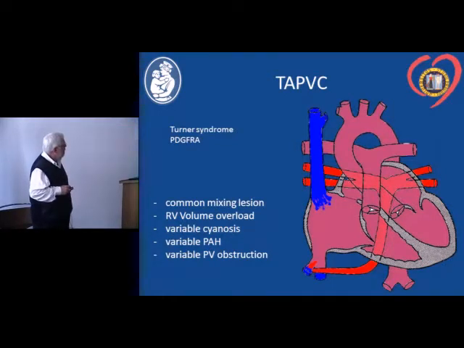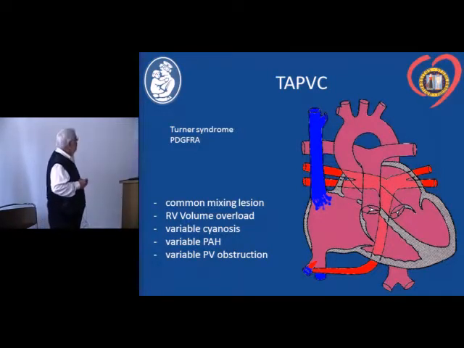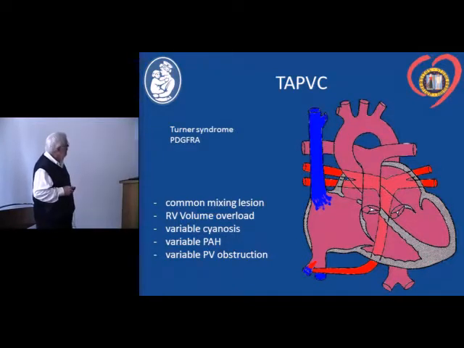And then there's relatively similar saturation around the various parts of the heart. It isn't always exactly the same because there can be a bit of streaming because of the position of the veins, but it's relatively uniform around the heart and less than normal, of course. So this is a common mixing lesion. It's a right ventricular volume overload because there's extra blood, pulmonary venous blood, coming back. Some of it goes to the right ventricle, some of it crosses the atrial septum and goes to the left ventricle, but generally there is a much larger right ventricle and smaller left ventricle.